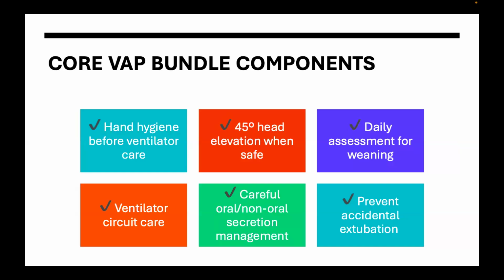The core VAP bundle components are hand hygiene before ventilator care, 45-degree elevation when safe, daily assessment for weaning, ventilator circuit care, careful oral and non-oral secretion management, and prevention of accidental extubation. When all components are applied consistently, infection rates decrease significantly.